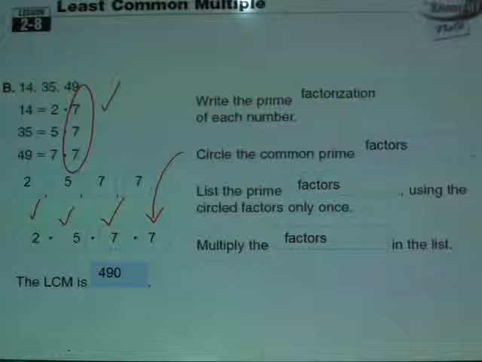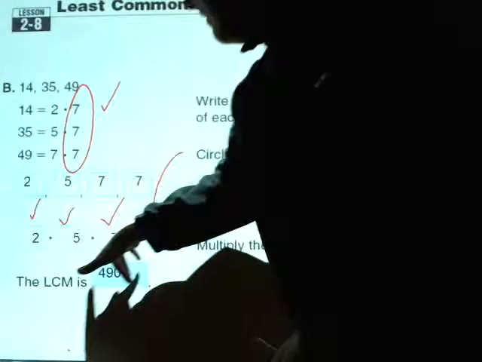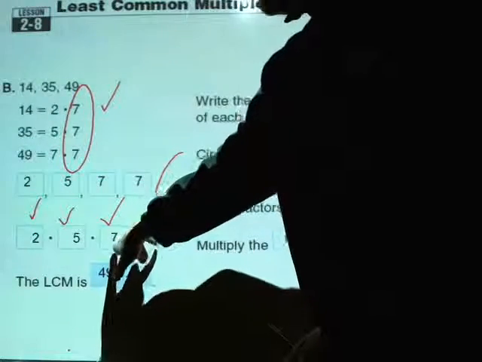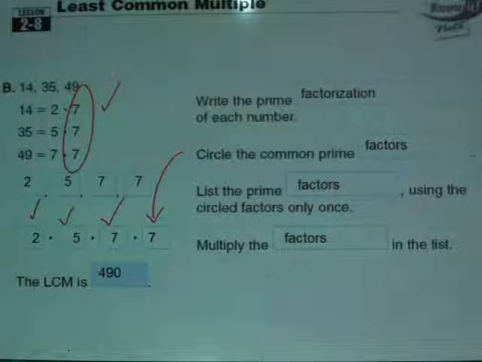So now I'm going to multiply that together, and that's my least common multiple. So I've got 2 times 5, which is 10, 7 times 7 is 49, 49 times 10 is 490. So the least common multiple of 14, 35, and 49 is 490.